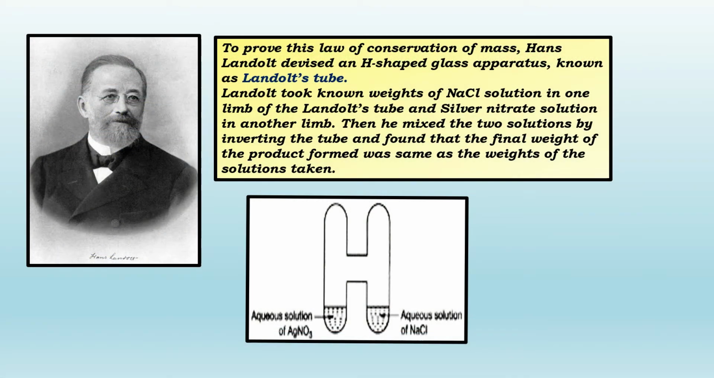To prove this law of conservation of mass, Hans Landolt devised an S-shaped glass apparatus known as Landolt's tube. Landolt took known weights of sodium chloride solution in one limb of the tube and silver nitrate solution in the other limb. Then he mixed the two solutions by inverting the tube and found that the final weight of the product formed was the same as the weight of the solutions taken.